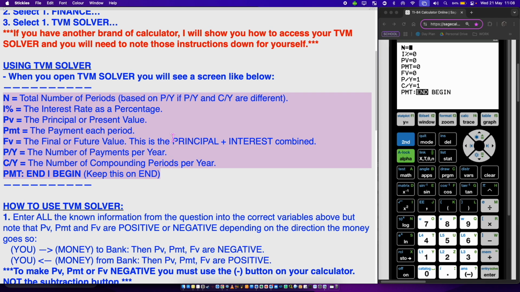N represents the total number of periods. If P/Y and C/Y are different, then it's based on whatever P/Y is. That'll become clear what that means when you start doing exercises. I is the interest rate as a percentage. You don't need to convert. PV is the principal or present value. PMT is the payments each period. You would have left that alone in year 11. Year 12, we hammer that.